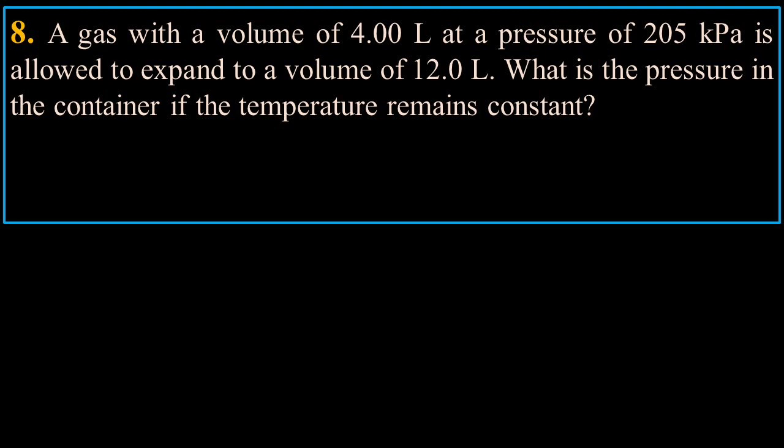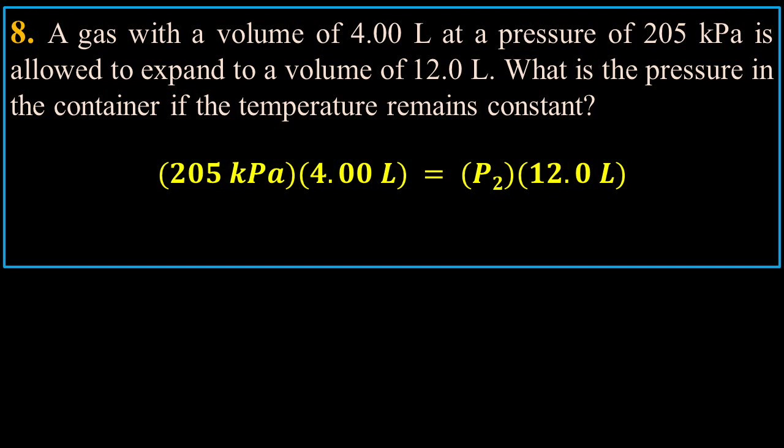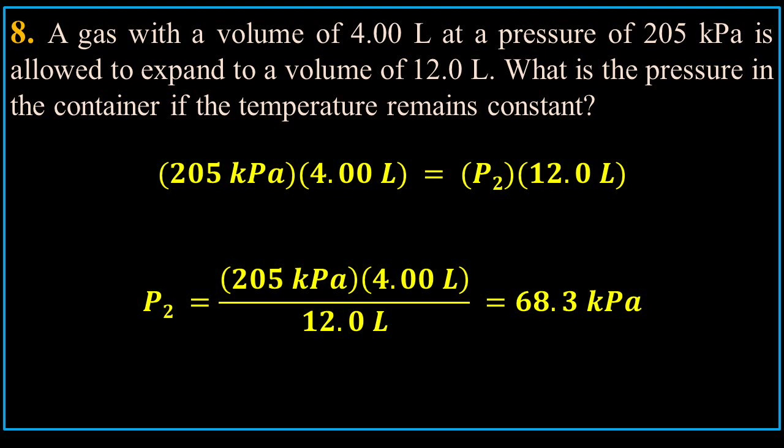A gas with a volume of 4 liters at a pressure of 205 kilopascals is allowed to expand to a volume of 12 liters. What is the pressure in the container if the temperature remains constant? It's Boyle's law again. This time we're looking for P2. We're going to plug in P1, V1, and V2, divide the left by the right to gather the terms, and use symmetry.